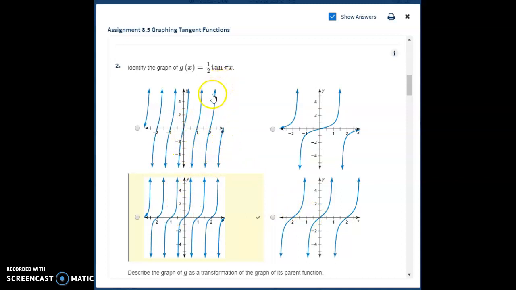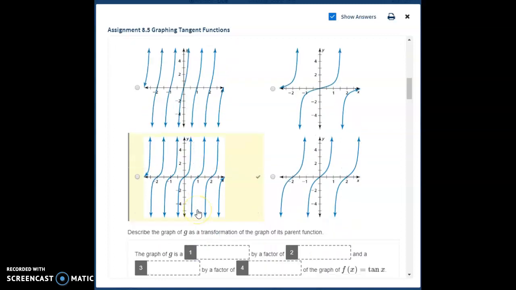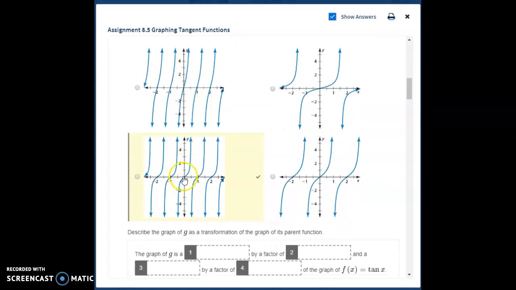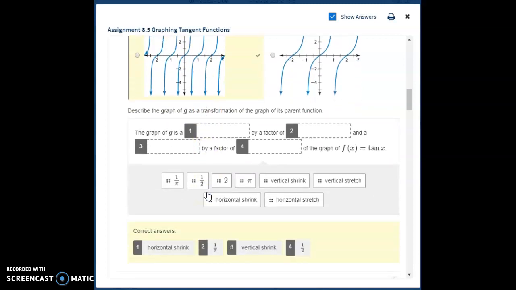And the next thing you'd look at is the 1/2. What that does is the amplitude is 1/2. So if we look right here, this one, the amplitude, so we look at the position over here, and this would be like half up to 2, so that's not it, but this one is over and then up half. So there's the amplitude of a half right there. So this one is a horizontal shrink of 1/2.